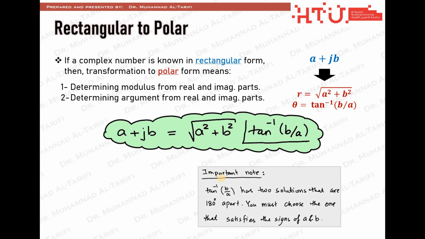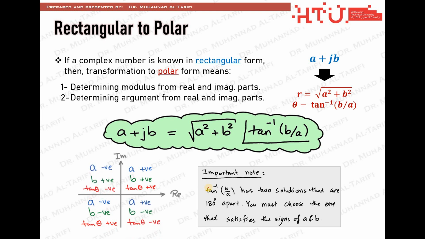Needless to say that the inverse tangent always gives you two solutions that are 180 degrees apart. You should select the correct angle from these solutions based on the quarter that is indicated from the sign of real and imaginary parts. This should be clearer with examples. Please check part 2 of this lecture.